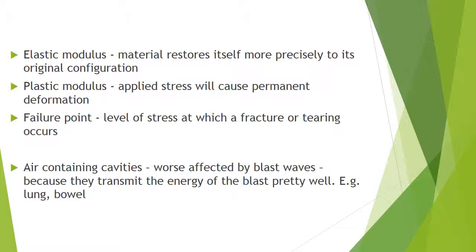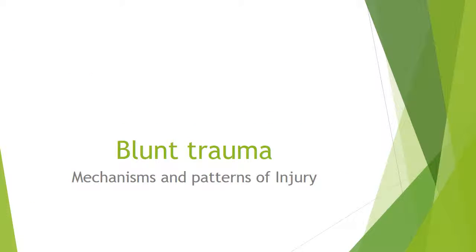Air-containing cavities are worst affected by blast waves. That's because they transmit the energy of the blast pretty well. For example, lung and bowel are most affected during a blast. Using those principles, let us move on to blunt trauma, the mechanisms and patterns of injury.